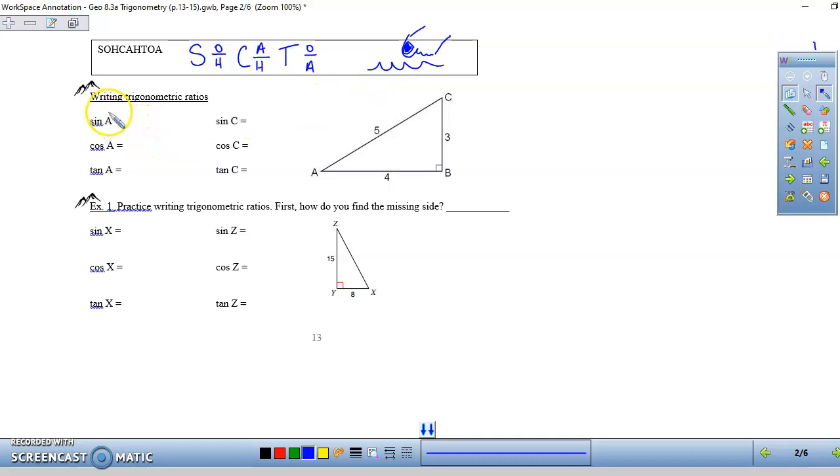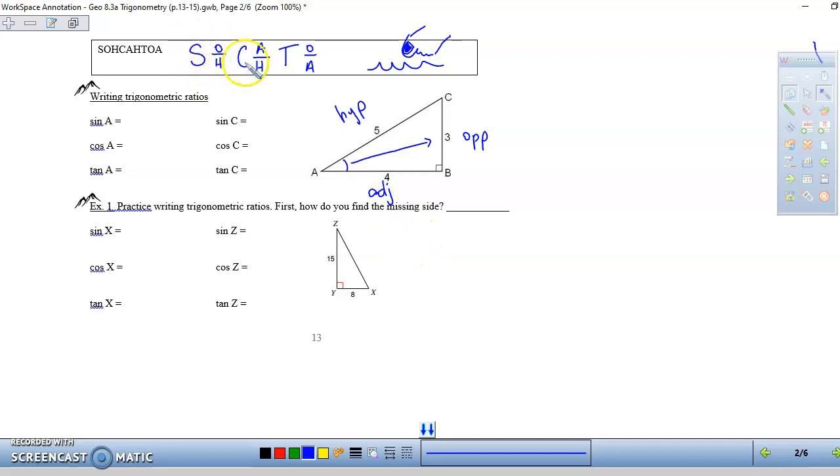Sohcahtoa. All right, so we're going to try some of these. Now, it does depend on which angle you are talking about, so you do have to be very careful. So we're going to start with the angle A. I'm going to label all of my sides in regards to angle A. Now, the side across from the right angle is always the hypotenuse. But I'm going to draw myself the opposite over there, and then the side remaining is the adjacent.